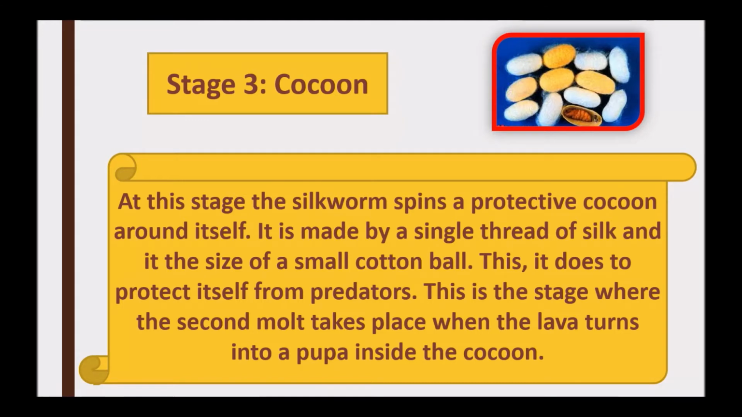The third stage is cocoon. At this stage, the silkworm spins a protective cocoon around itself. It is made up of a single thread of silk and it is the size of a small cotton ball. This it does to protect itself from predators. This is the stage where the second molt takes place when the larva turns into a pupa inside the cocoon.